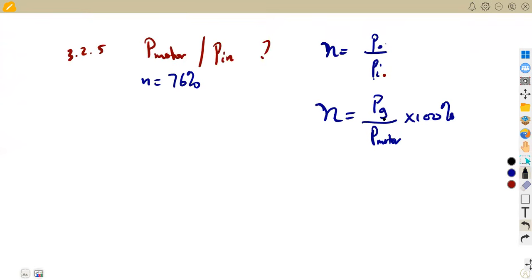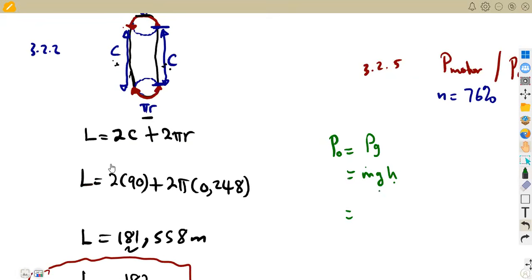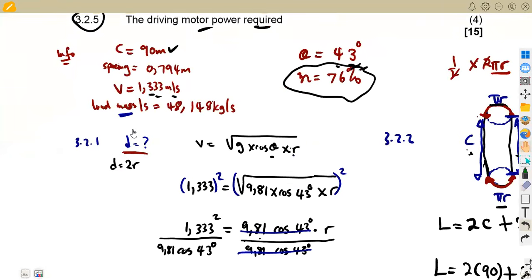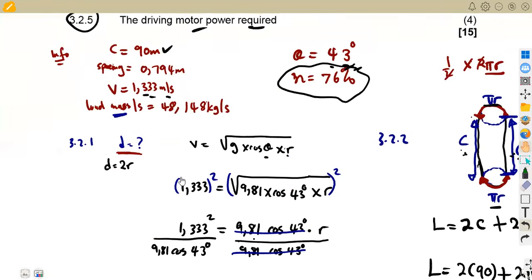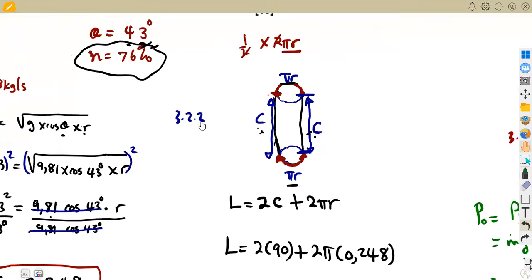And P out, where are we going to take this P out from? Our P out, which is equal to PG. Since it is the power to lift the load against gravity, we're going to use mgh, which is the mass in kg per second, times the gravitational acceleration times the height, in meters. So if you check, we have the mass per second, but we do not have the height in this case.